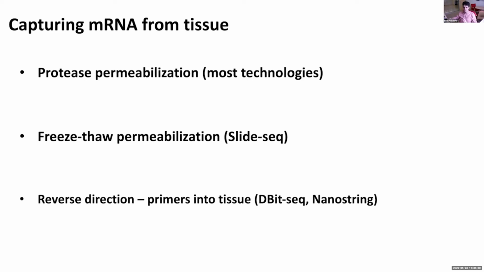And then I guess I already mentioned it, but there are a couple of technologies, DBiT-seq, which I said already, but also the nanostring platform, that basically embed the primers into the tissue by creating a soluble liquid barcoding surface that then can be released into the tissue.